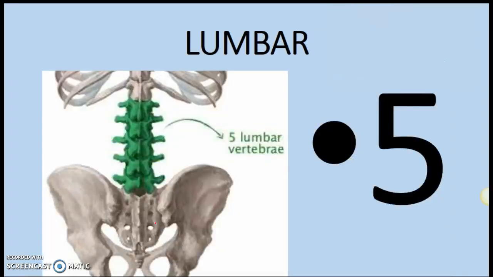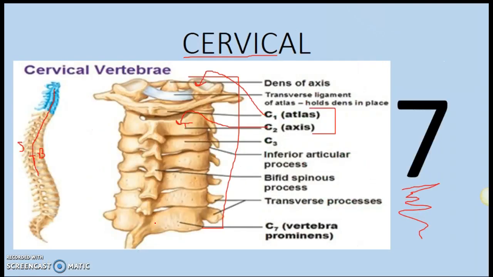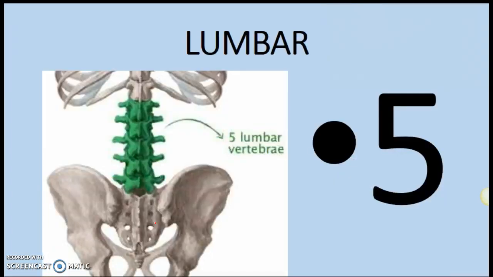Okay, good. Now let's go to lumbar. Thorac means chest, cervic means neck, and lumbar means loins. So this is your lower loin cloth, and there's 5. These vertebrae are monstrous because they have to bear a lot of the weight.